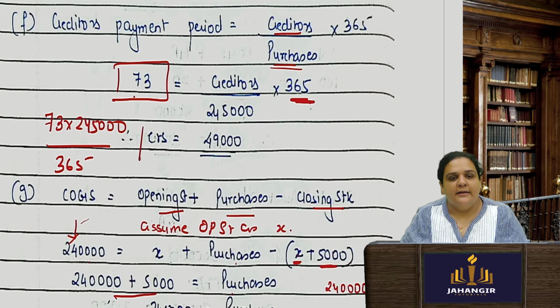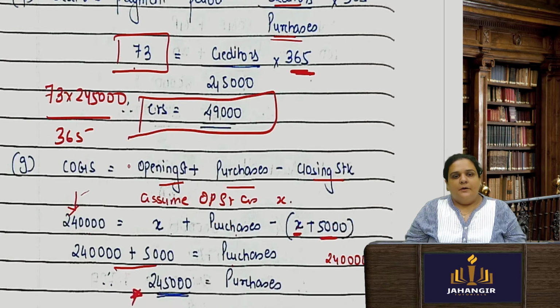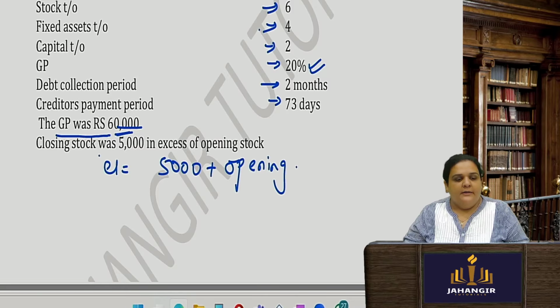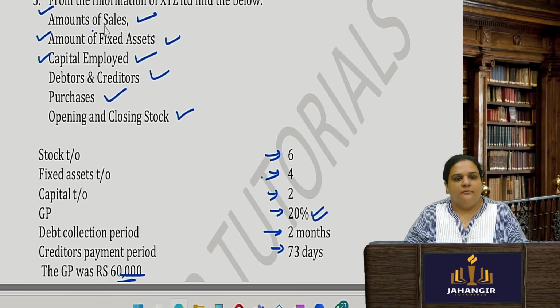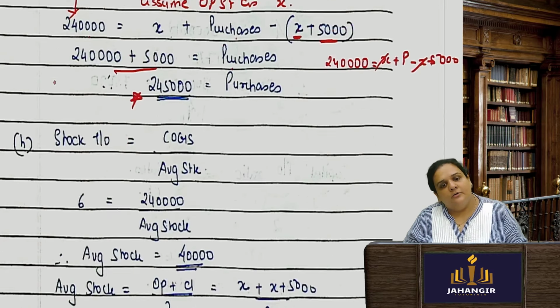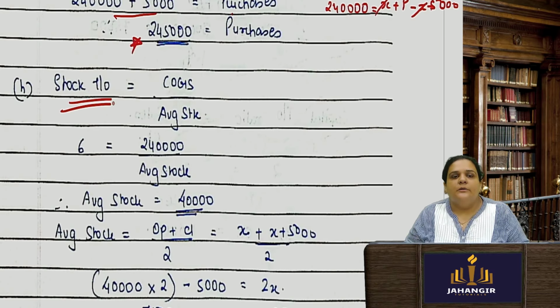49,000 will be our creditors. Superb. So we got the figure of debtors and creditors also now. We got purchases also. Now opening stock and closing stock. Stock turnover ratio is COGS upon average stock. The stock turnover ratio they have given me is 6.